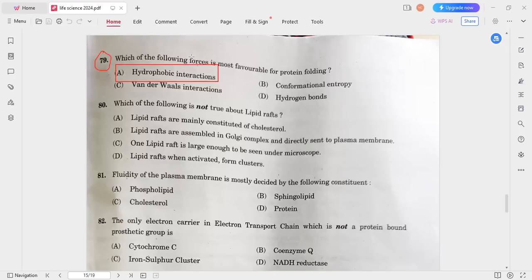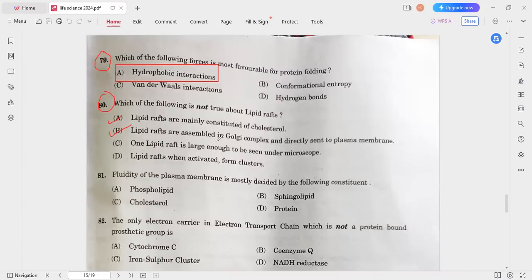Okay, so now move on to the next question, that is question number 80. Which of the following is not true about lipid rafts? So usually lipid rafts are small microdomains ranging from 10 to 200 nanometer in size. Here, lipid rafts are mainly constituted of cholesterol. Yes, lipid rafts are assembled in Golgi complex and directly sent to plasma membrane. Correct. Is one lipid raft large enough to be seen under microscope? No. Here this is very small, ranging from 10 to 200 nanometer.